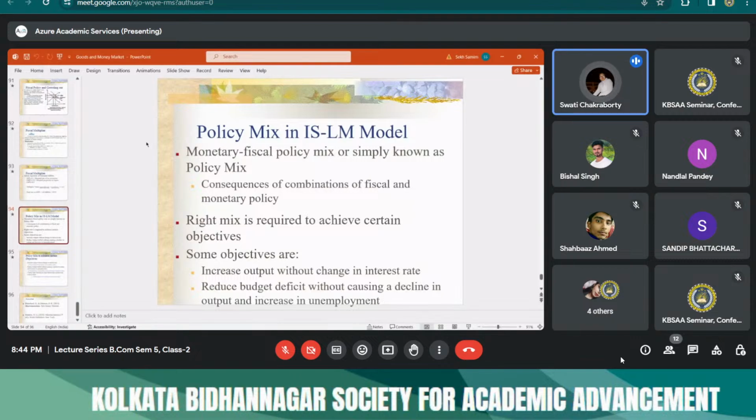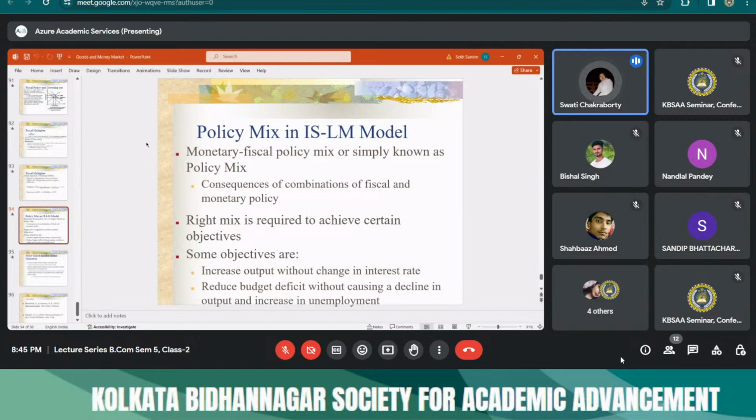Now the main challenge for the government is to have the right kind of policy mix to achieve certain objectives. What could these objectives be? One is increasing output without change in interest rate. Second could be to reduce the budget deficit, but without decreasing the level of output or increasing the level of unemployment. And the third is sometimes central banks want to keep the interest rate constant but reduce the output. So it depends on the objective.